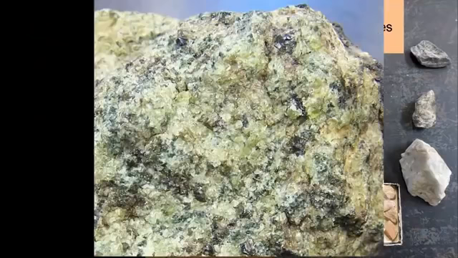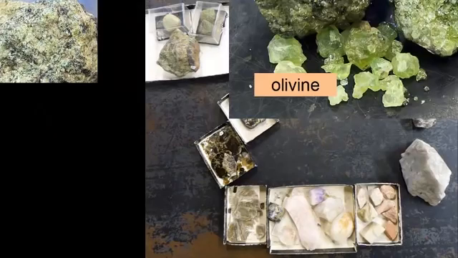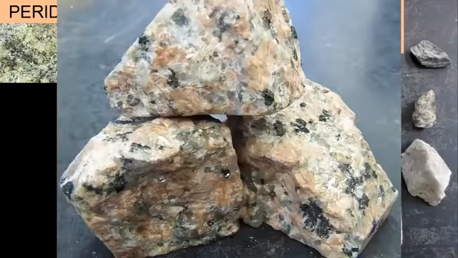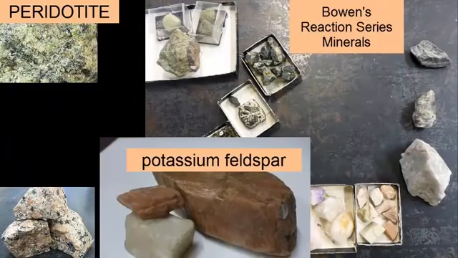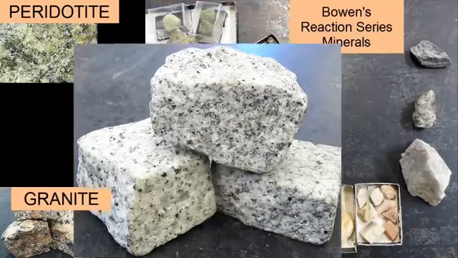The green rock is made up 100% of green glassy minerals. What are they? Olivine. A rock made entirely of olivine must be ultramafic, so that means this rock is peridotite. The pink mineral in this rock looks just like potassium feldspar, and that means it must be felsic in composition. Phaneritic felsic rocks are called granite. But this rock is also granite.